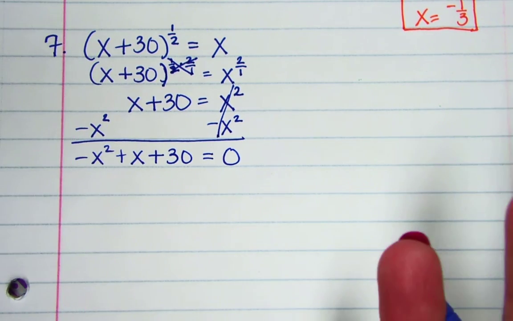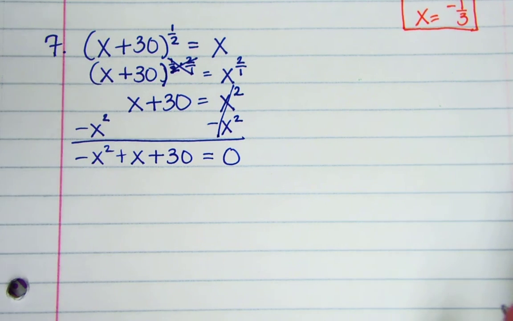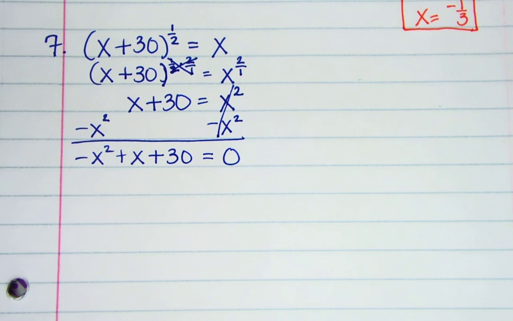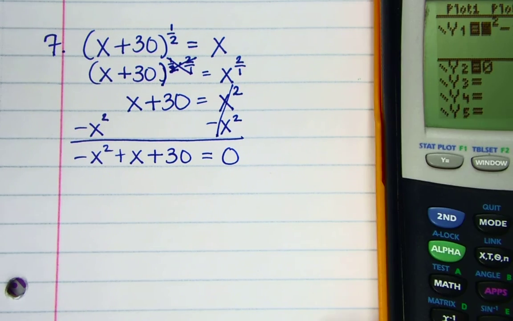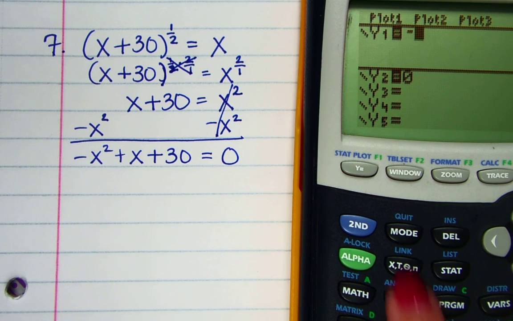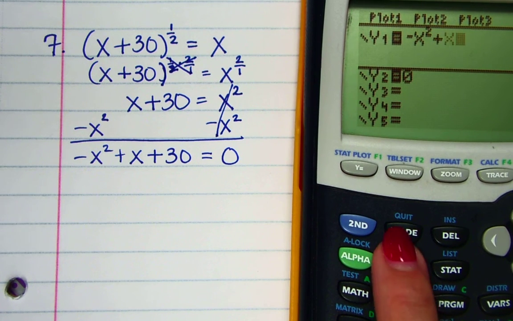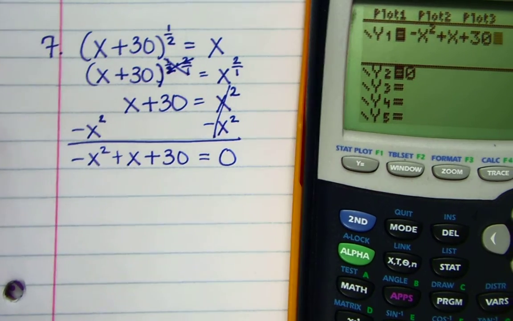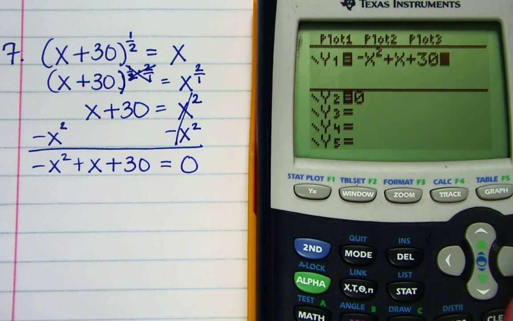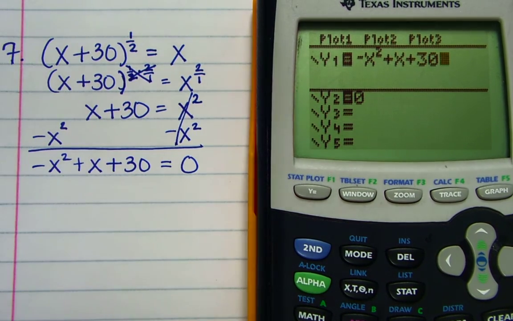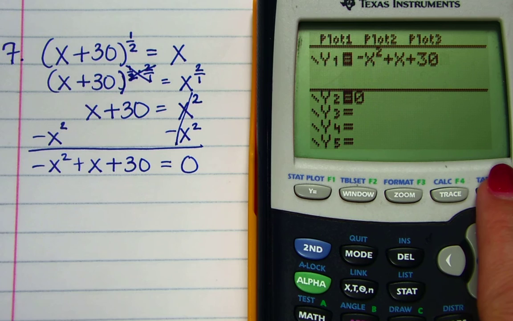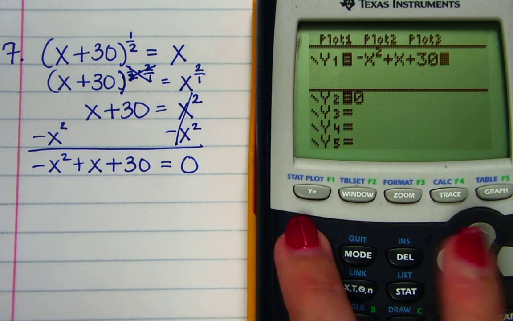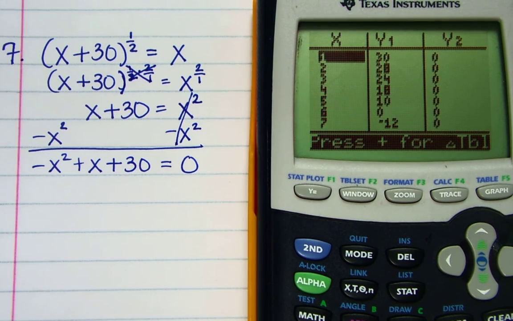Right, and then like we said on number 1, you can do the quadratic formula. There's lots of ways to get your 2 solutions here. But let's go ahead and just do it in the calculator. Okay, let's take a shortcut to save us time. Negative x squared plus x plus 30. And I still have my 0 in y2. And we can do second trace 5. Or you can do second graph.